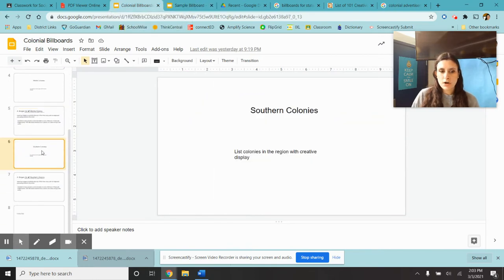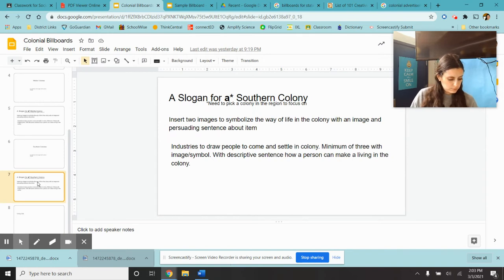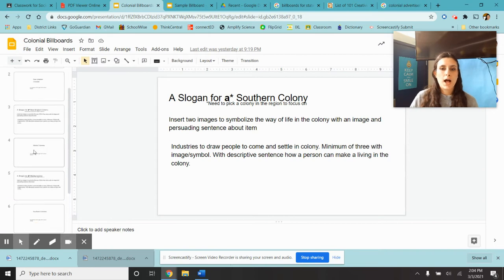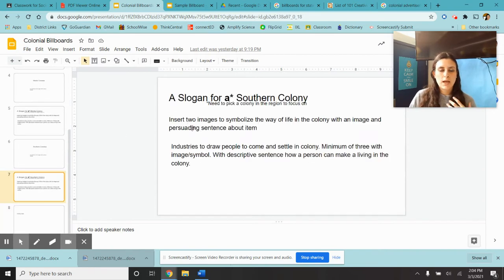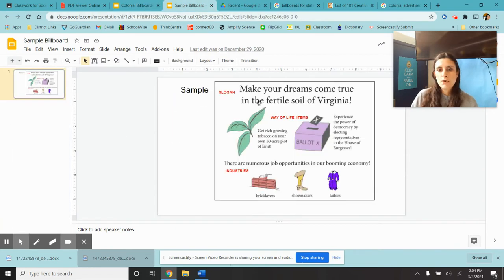Then you have the southern colony, right? Again, put a map of the southern colonies, plural, list the southern colonies. You have Maryland, Virginia, North Carolina, South Carolina, and Georgia. Pick one of those. North Carolina. What does North Carolina have to offer? Come up with a slogan. What does the colony have to offer in terms of way of life? And what are the industries?